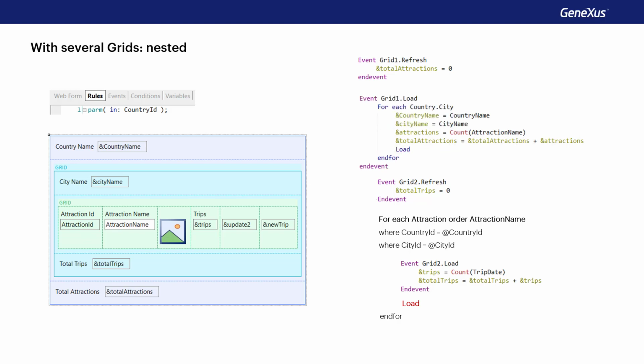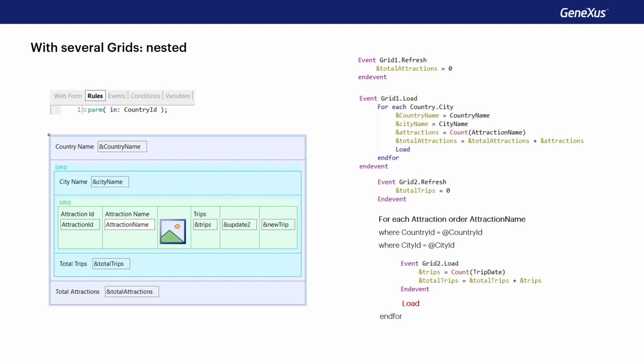In this case, upon finding the load command inside the grid's load event, because the grids are nested, Genexus will immediately trigger the refresh and load events of the nested grid. And, depending again on whether the nested grid has base table or not, Genexus will either establish an implicit for each and its load or not. Except in this case, you'll have to make explicit the where of cities, which was implicit before, as we'll see next.